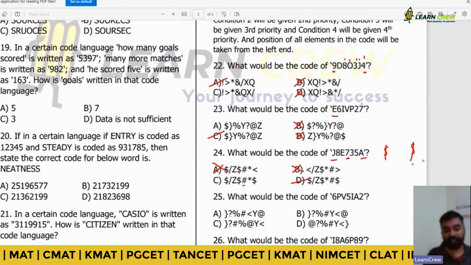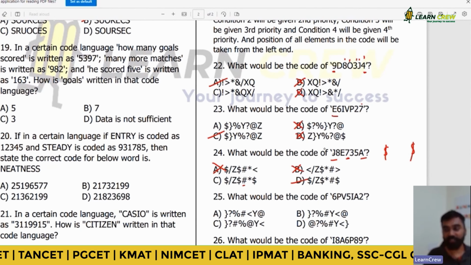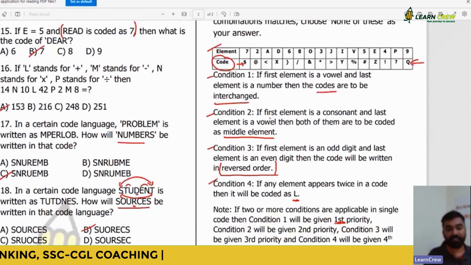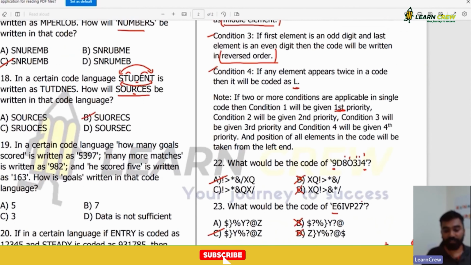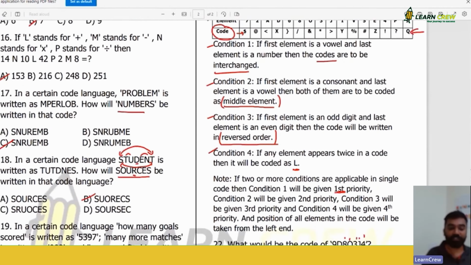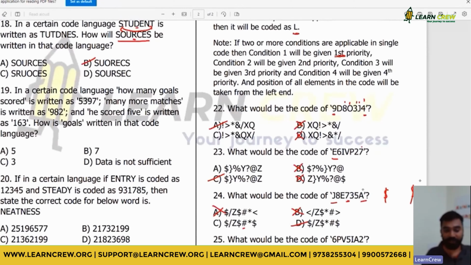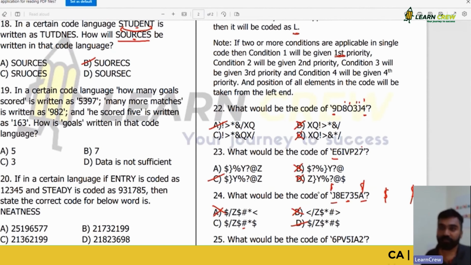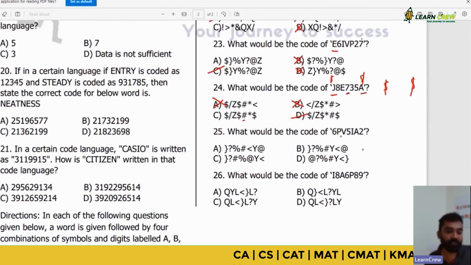Which one is not clear? Here the first is a consonant, J is a consonant, A is a vowel. The condition given is if first element is a consonant and the last element is a vowel, then both of them are to be coded as the middle element. What is the middle element over here? 7. What is the code for 7? $. So this is going to be written as $. This is also $. That's all. Clear? Not clear? Online? Okay.